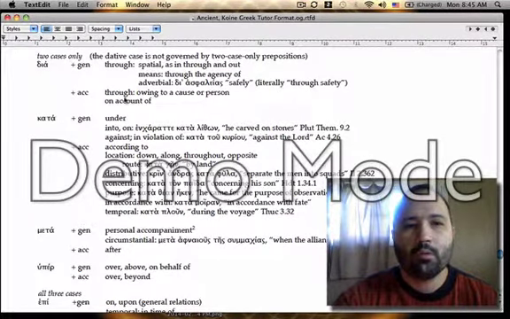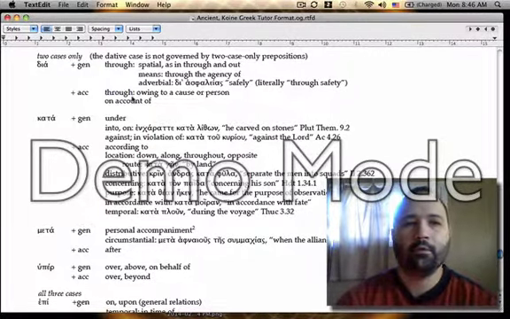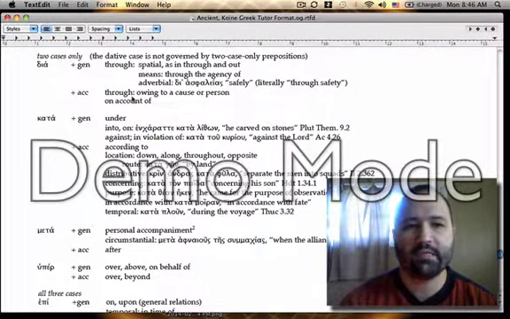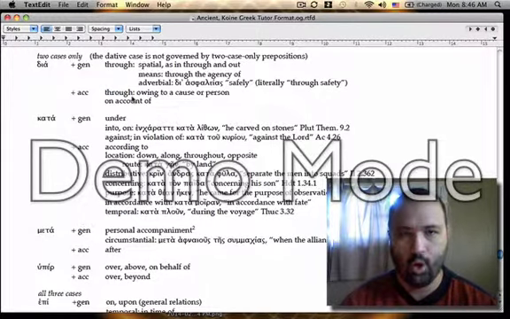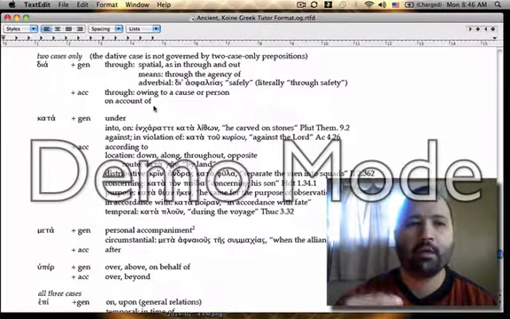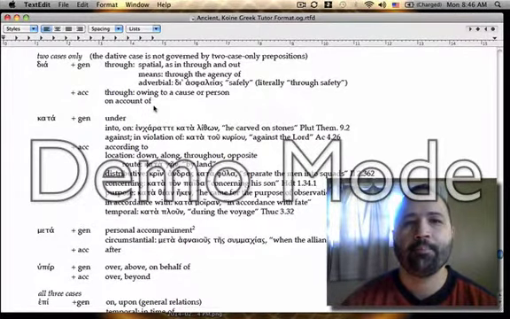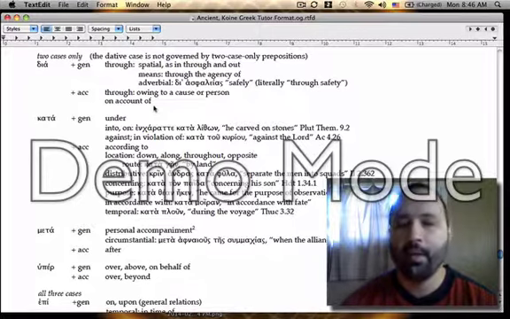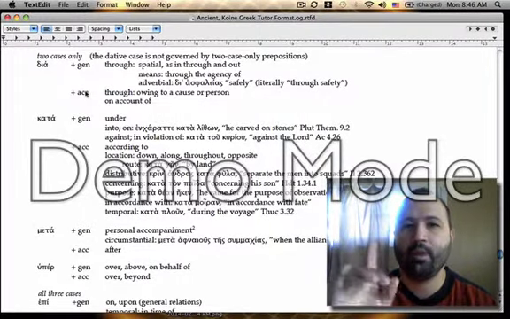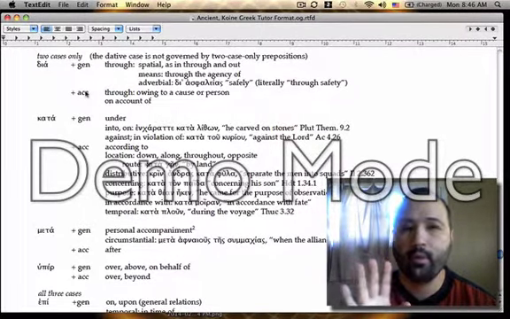Dia also can be used with the accusative, which means through, but in this case, with the accusative, it means more specifically owing to a cause or a person, or on account of something. If I were to say in Greek, let's give a quick example, Diafton, meaning for him or on account of him. So, dia is used with the genitive and accusative. Dia cannot be used with any other case.